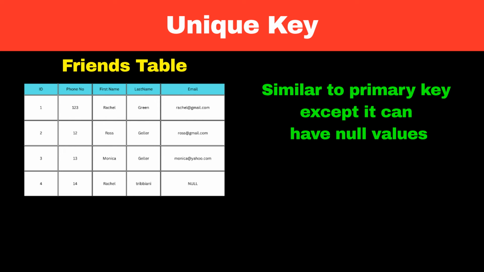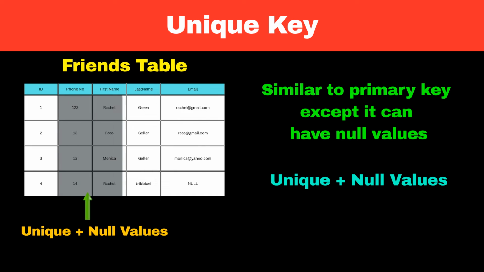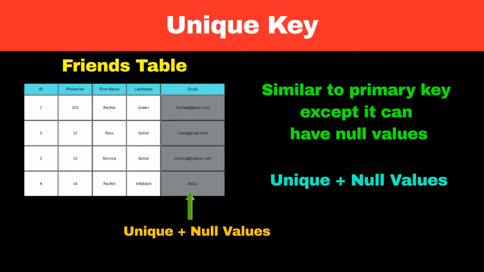The next key in our list is unique key. Unique key is the same as primary key. The only difference is that primary key cannot have null values, but unique key can have null values. For example, the email column in our table can be a unique key because it can uniquely identify all the records in a table and it can have null values. Meaning email is unique, but a few friends don't have an email, so null values are present in this column. So the email column can be considered as a unique key in our table.